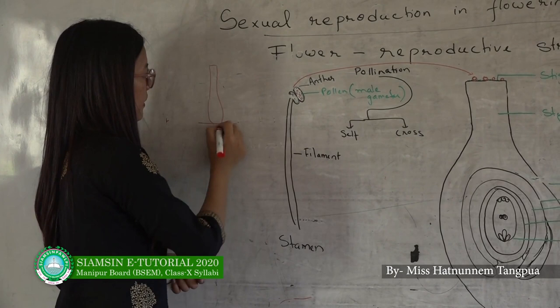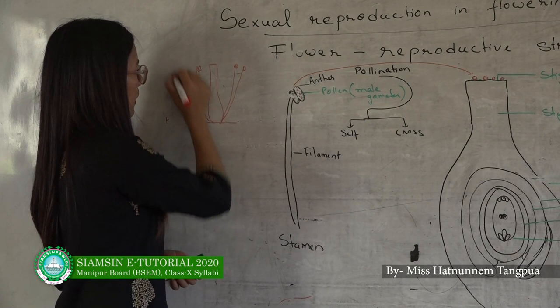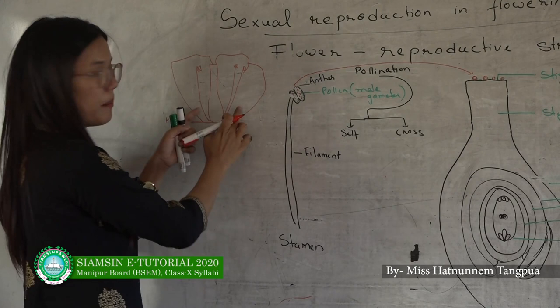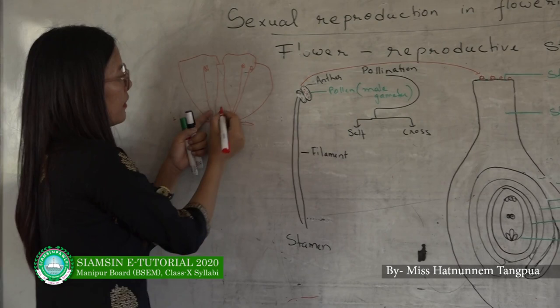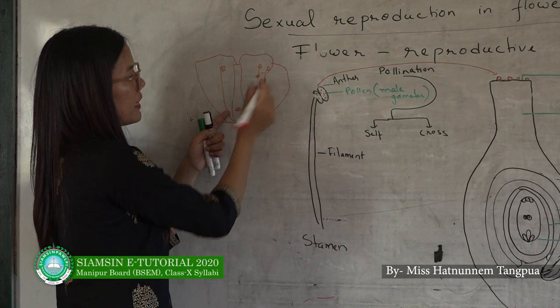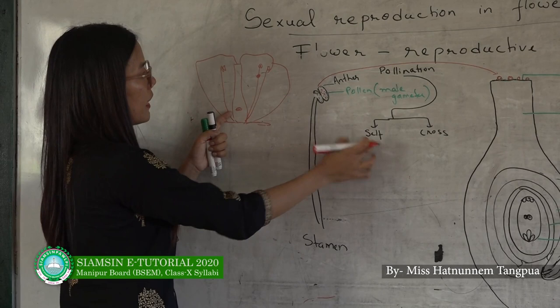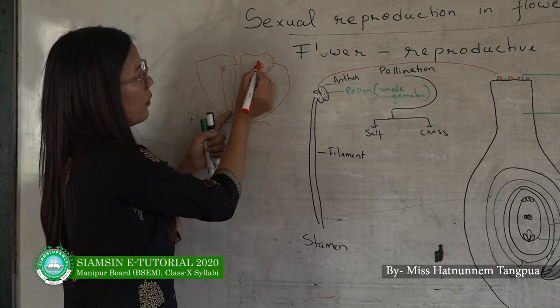Let's say this is the female reproductive organ, the male, the flower. A bisexual flower has both female reproductive organs and male reproductive organs. In self pollination, the pollens enter the stigma of the same flower.